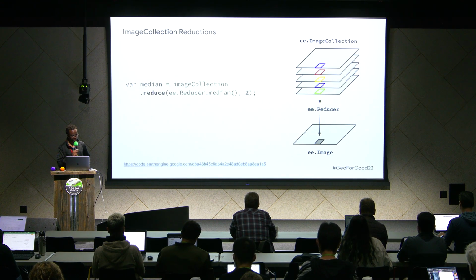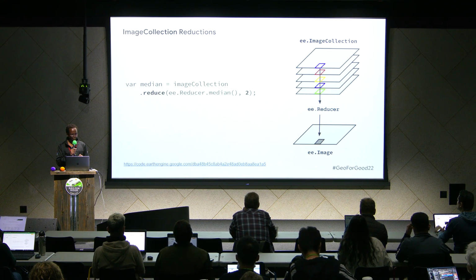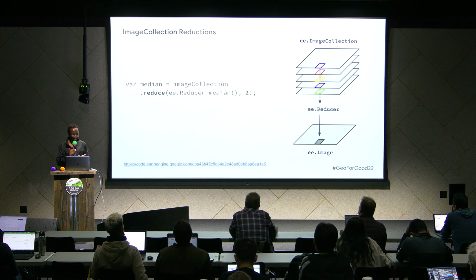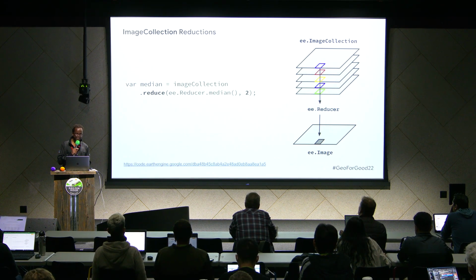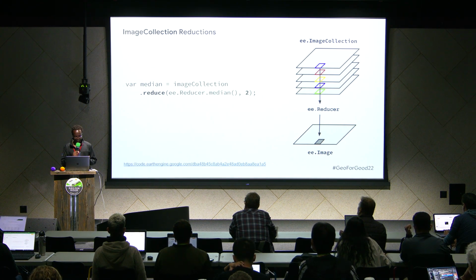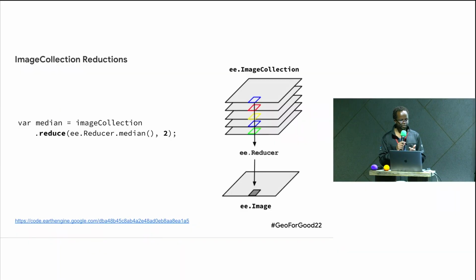To reduce an image collection, use imageCollection.reduce. This reduces the collection of images to an individual image, and the output is computed pixel-wise and band-wise. So let's take an example of needing to take the median over a time series of images represented by an image collection. Each pixel in the output is composed of the median value of all the pixels in the collection at that location for each band. So this is the code snippet that you'd use.